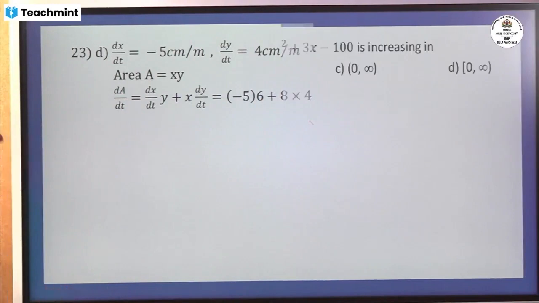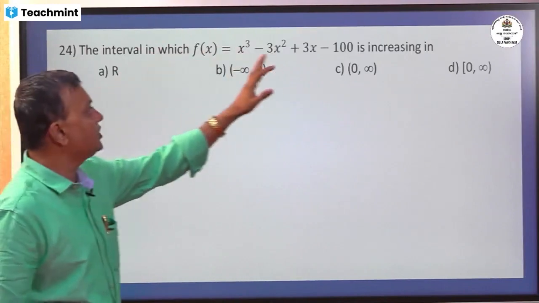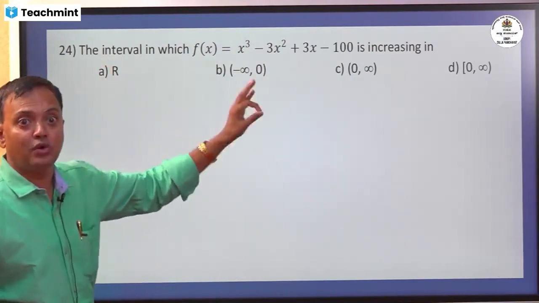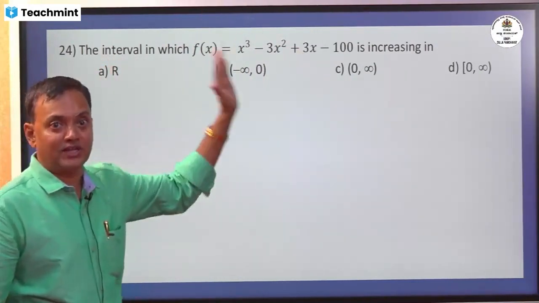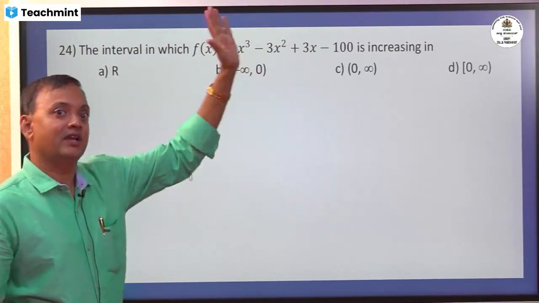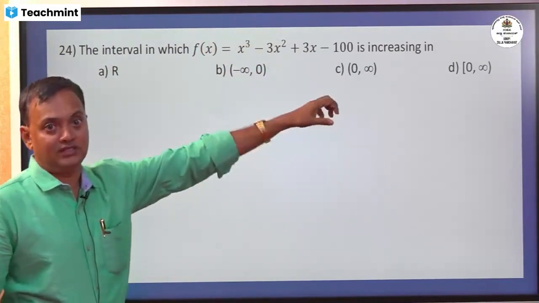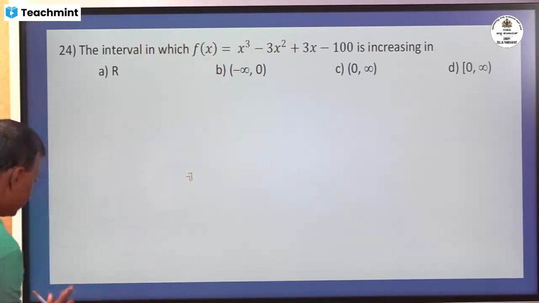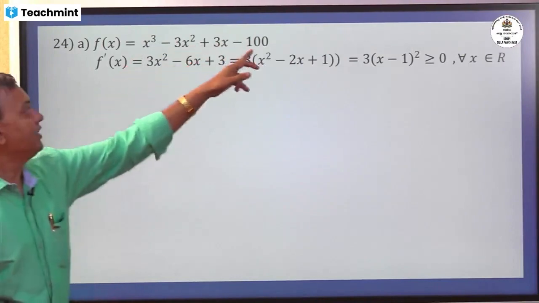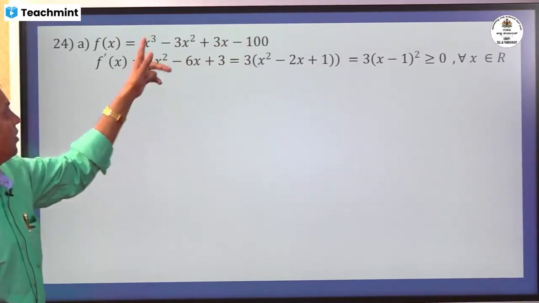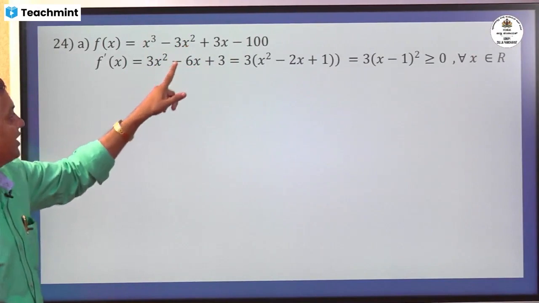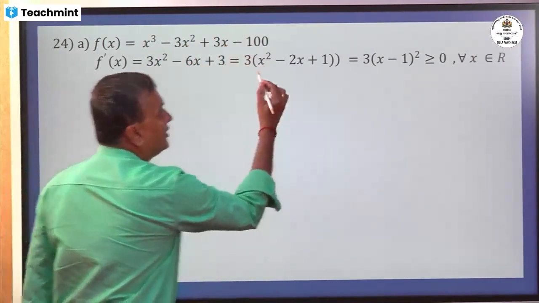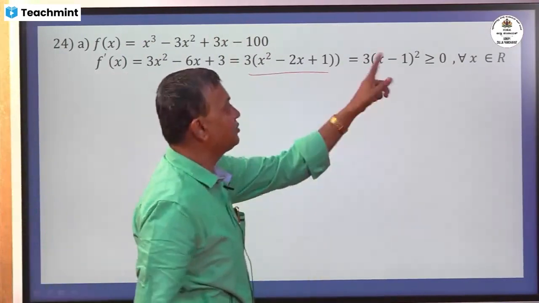Next question. The interval in which the function is increasing. For increasing or decreasing, first we have to find the derivative of the function, f dash of x. If f dash of x is greater than or equal to 0, the function is increasing. If f dash of x is less than or equal to 0, the function is decreasing. So find the derivative. The derivative of x cube is 3x square, minus 3x square is minus 6x, plus 3, and 100 minus 100 is 0. Taking 3 common, x square minus 2x plus 1 is x minus 1 whole square.